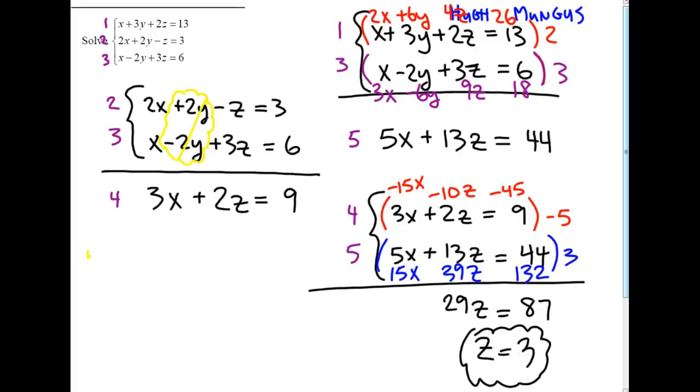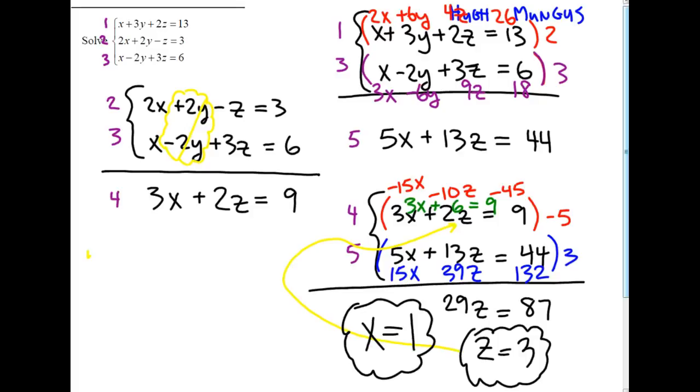Z is 3. Take that, put that back in, and find x. So which one's easier? Probably the top one. Put that into the top one right there. So we have 3x plus 2 times 3, which is going to be 6, equals 9. Subtract 6, you're going to get 3. X is 1. I think that's right. Okay, so x is 1.